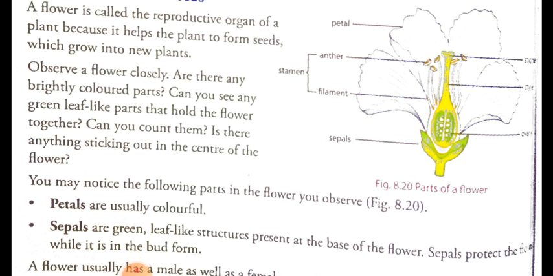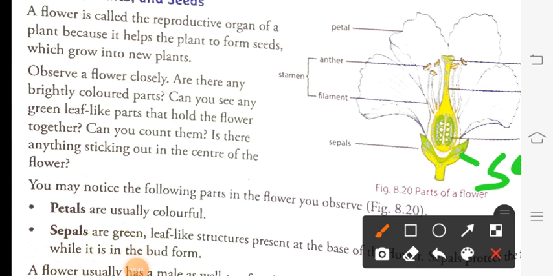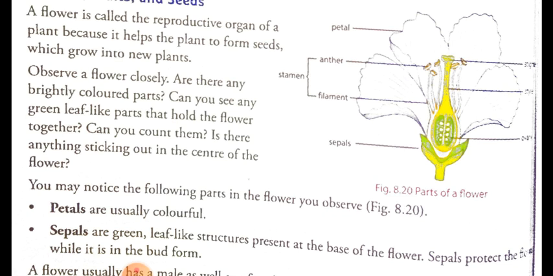Petals are usually the colorful parts of the plant. Next, sepals. These are the sepals. This is a petal and this is a sepal. Sepals are green leaf-like structures present at the base of the flower. Sepals protect the flower while it is in the bud form, from getting damaged.